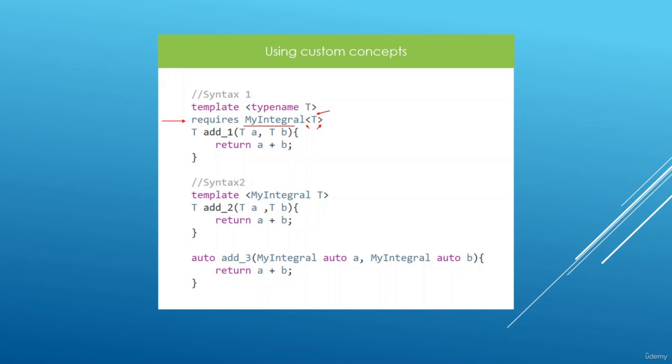This is the syntax you have to use. You can also use syntax 2 and specify my integral directly in these angle brackets in your template declaration, and this is also going to work. We can even use this with the auto syntax for our function templates. It is going to work. Okay, now that you have seen this, I think it is time we headed over to Visual Studio Code and played with this a little more.